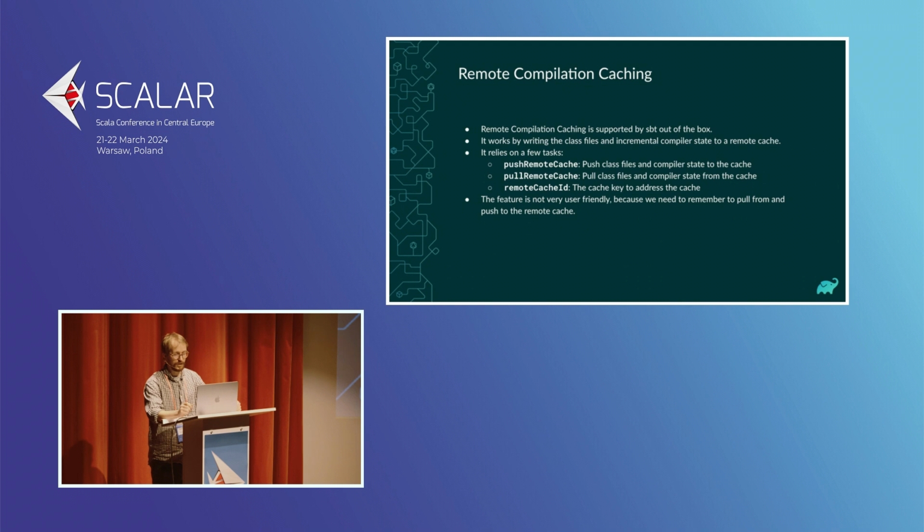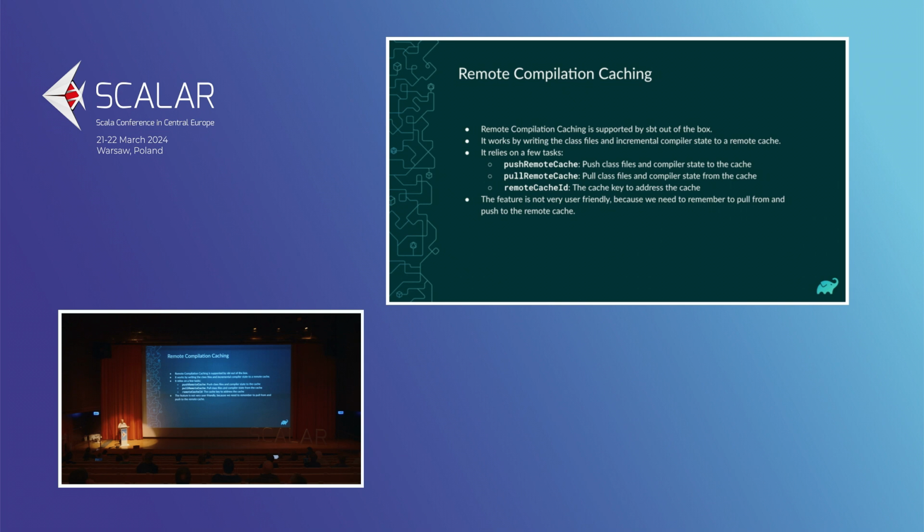The idea of remote compilation caching is that you package together the class files and the state of the incoming compiler, and you ship it to a remote cache. There are a few tasks that need to be called for that to be used. First one is push remote cache. This one is going to compile, package the state of the incoming compiler along with the class files and put them in the cache. Pull remote cache is going to take the cache state of the incoming compiler and the class files and put them back into place.